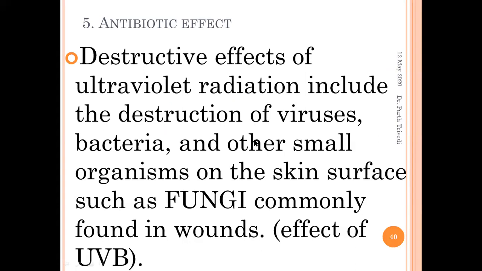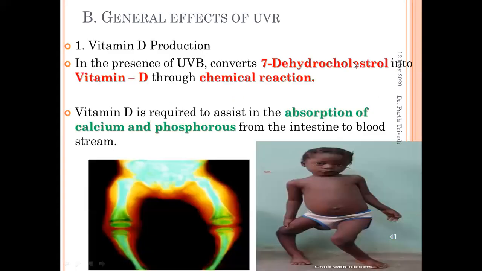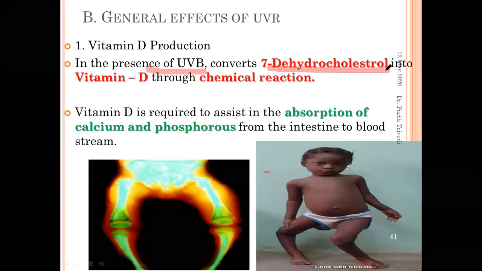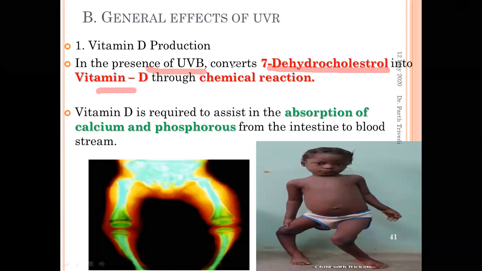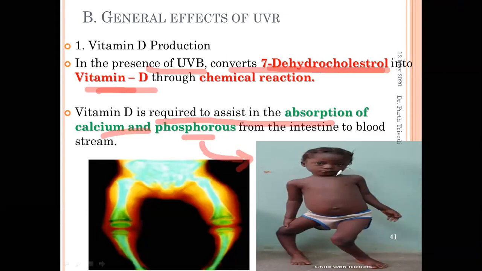So moving ahead to general effects. As we all know, the sun is the natural source of UVR, and UVR has a role in vitamin D production. How? In the presence of UVB, 7-dehydrocholesterol is converted into vitamin D, and vitamin D is required for the absorption of calcium and phosphorus. If you don't have vitamin D, it may lead to rickets. Clear? So this is very important.